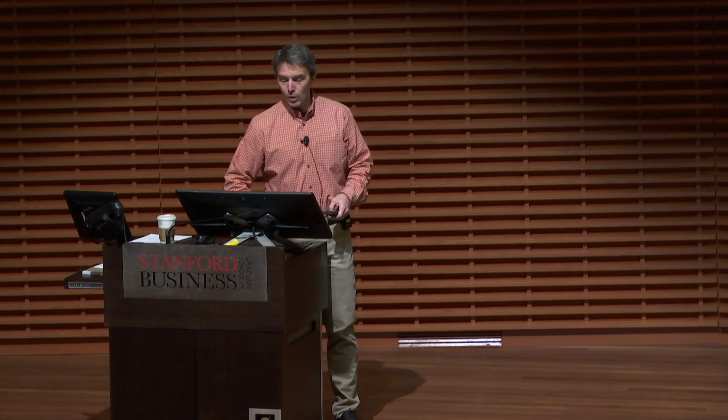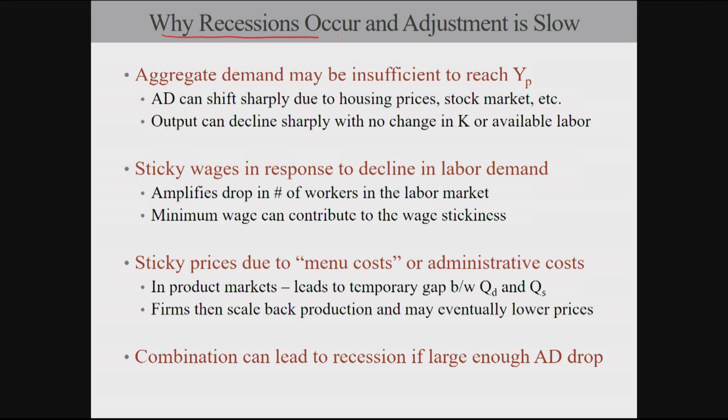So why recessions occur and adjustment is slow. Aggregate demand, for various reasons, may be insufficient to reach potential output. Right now, we're in a good place in the U.S. economy, abstracting for a minute from the drop over the last couple of weeks, but unemployment's really low. Output has been growing fairly strongly relative to other industrialized countries, but the aggregate demand curve can shift sharply due to changes in housing prices, changes in the stock market, and so forth.